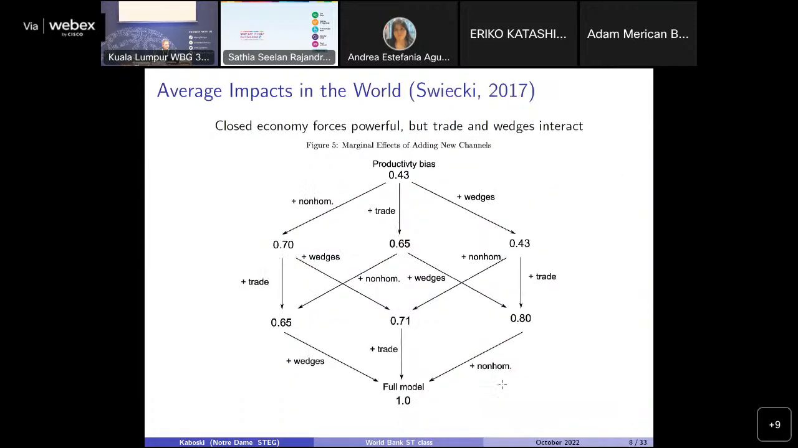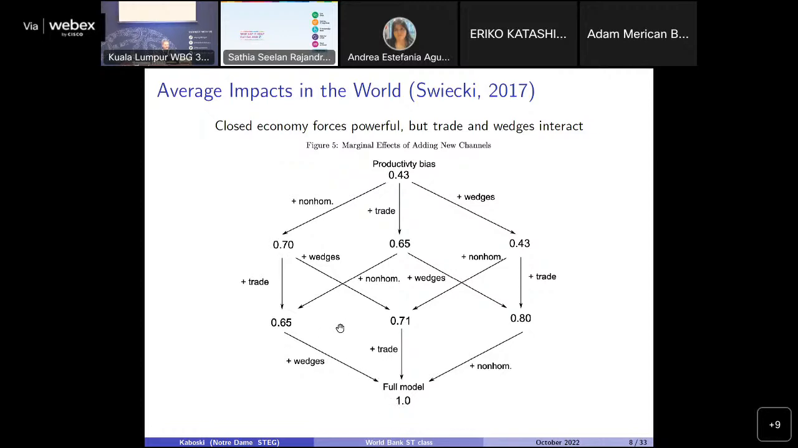Okay, this is the Suiecki thing, which is, I'm not sure this makes sense. I mean, this is a tough table to read. This is showing you the interaction of trade and wedges matters a bunch. So what he's done is he's created this table by turning off different things in a model that's trying to explain a large, I think it's about 35, maybe 55 countries in the world and their structural change patterns. And productivity, the bias productivity is the single biggest factor. That gives you 43%. The non-homotheticities and productivity gets you 70%. The full model gets you 100%.